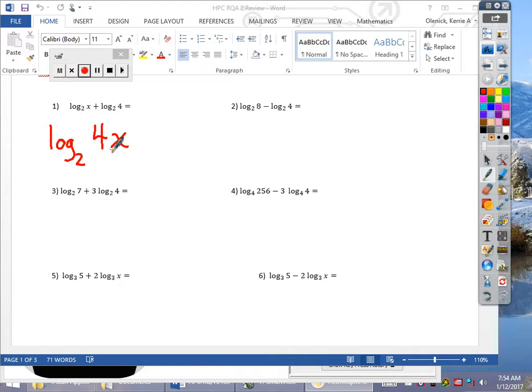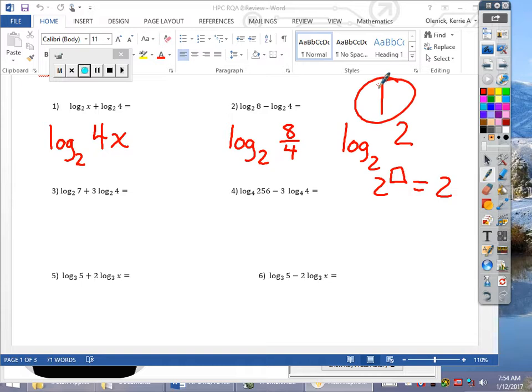All right, number 2. It's going to be log 2. Help me out. 8 over 4. What's 8 divided by 4? 2. So log 2 of 2. So 2 to the what is 2? 1. So the final answer is 1. Okay? Notice when I condense it, it's not log 2 of 8 over log 2 of 4. It's log 2 of 8 divided by 4.